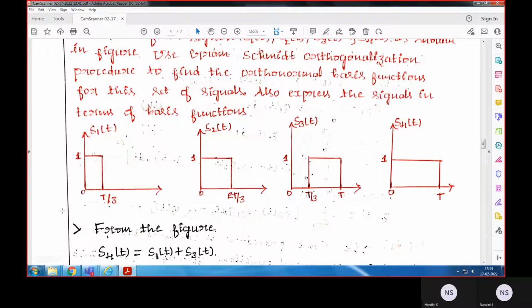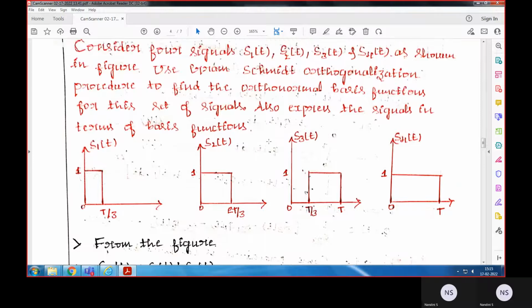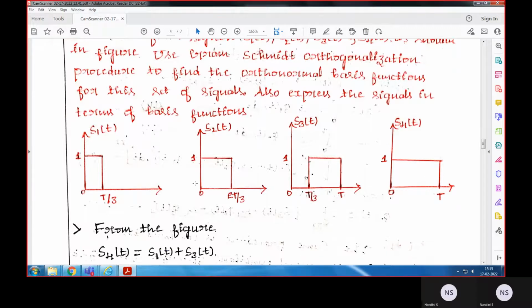So here they have given four energy signals, S1 of t, S2 of t, S3 of t, S4 of t. Now we have to calculate the basis functions, and we have to express these signals in terms of basis functions. So now they are given in terms of energy signals. We have to write the same signals in terms of basis functions like phi 1 of t, phi 2 of t, phi 3 of t, and phi 4 of t.